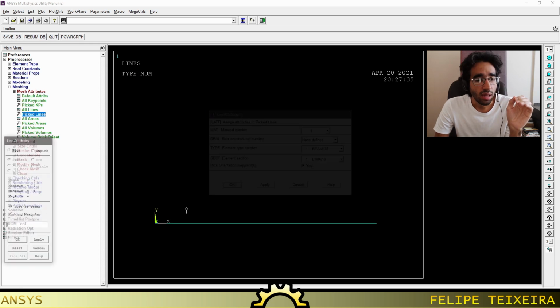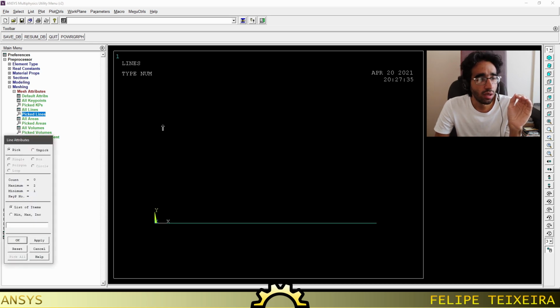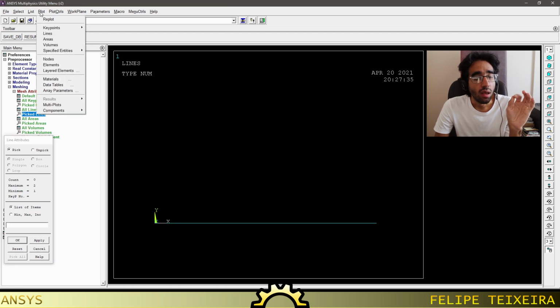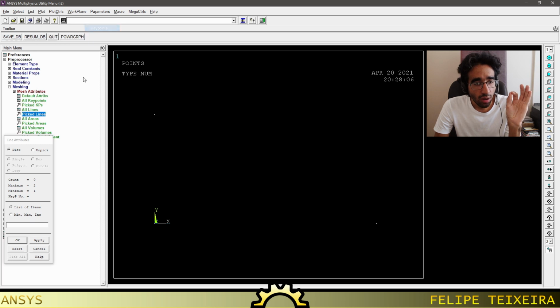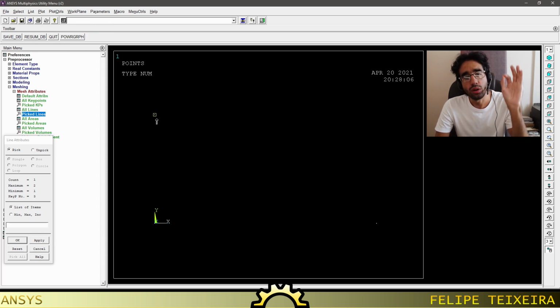When I click OK, ANSYS is going to wait for me to click on the orientation key points to this line. And just so I can see all the 3 key points that I have defined, I'm going to plot the key points, and I'm going to now click on the 3rd key point which I had created previously, that key point which was floating above my beam.